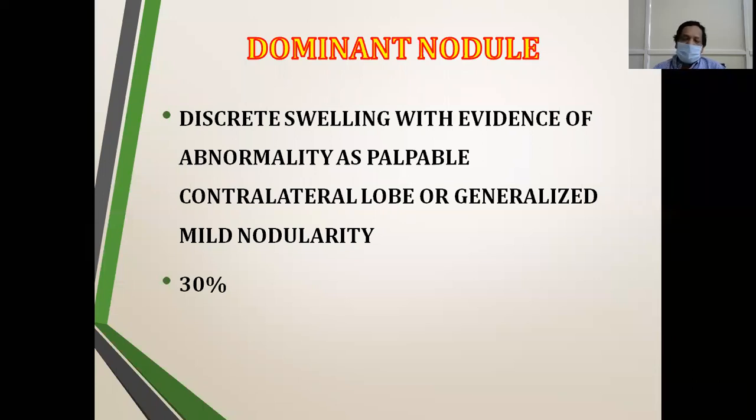There are multiple nodules, and one nodule takes a dominant status; that is called a dominant nodule. This accounts for 30%. We have a solitary thyroid nodule, discrete thyroid nodule, about 70%, and we have seen the pathological conditions which clinically manifest as solitary thyroid nodule. On the other side, we have dominant nodule, which accounts for 30%. And the commonest cause for dominant nodule is simply a dominant nodule of a multinodular goiter.